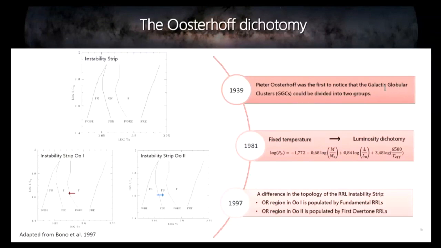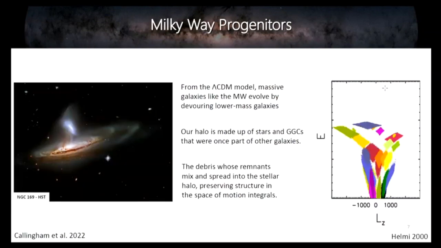We have to remember that our aim is to link the Oosterhoff dichotomy to the formation of the galactic halo. So we know that from the lambda CDM model, massive galaxies evolved by devouring lower mass galaxies. So basically, our halo is composed of stars and globular clusters that were part of these lower mass galaxies.